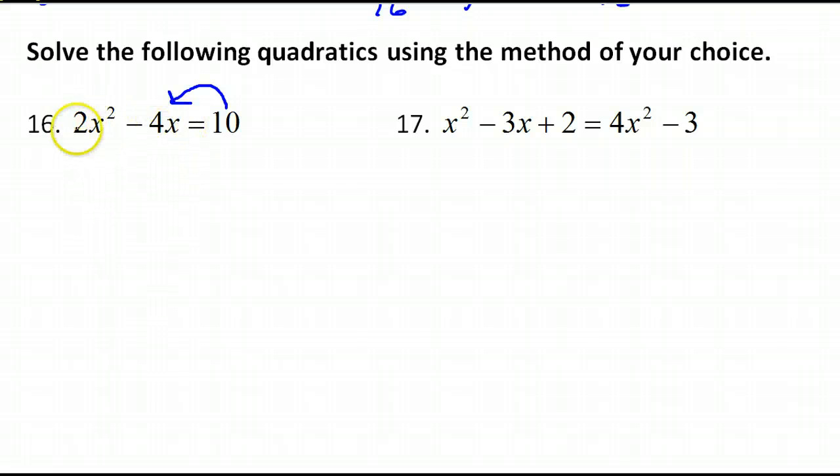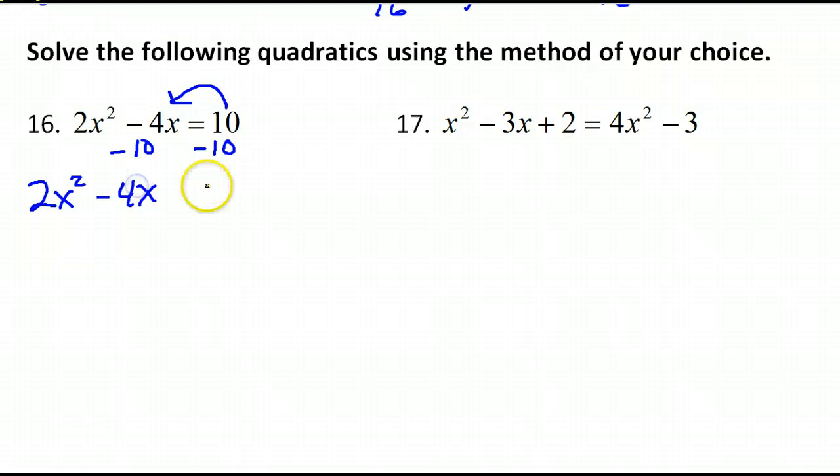Now, a problem like this, we could still do completing the square. It's just a little tougher. So I'm hoping that one of the other methods will work. So let's put this in standard form by subtracting 10 from both sides. So this will give us 2x squared minus 4x minus 10 equals 0.